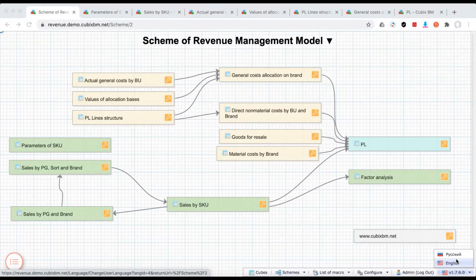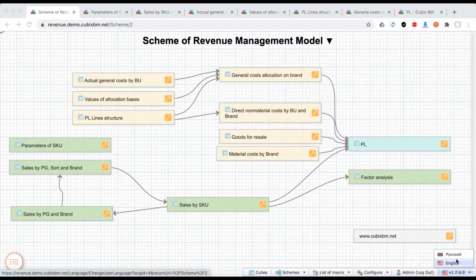Let's have a look at the simulated problem. An FMCG company manufactures and wholesales various food products combined into several brands. Goods are sold through several channels and business units. Then actual comparison of sales margin is required.